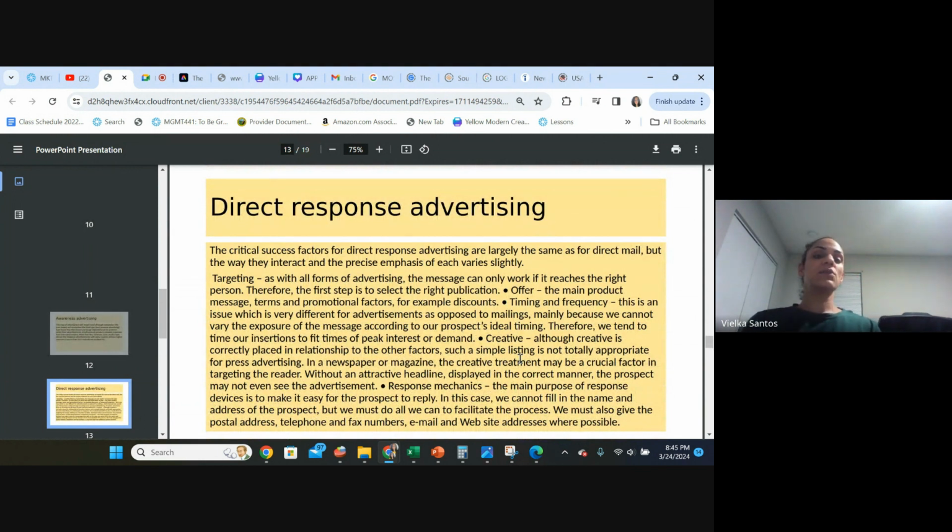The critical success factors for direct response advertising are largely the same as for direct mail, but the way they interact and the precise emphasis of each varies slightly. The targeting: when we say targeting, what we are talking about is the focus, the customer that you are working with, the customer that you are focused on in your business, organization, for profit, non-profit.